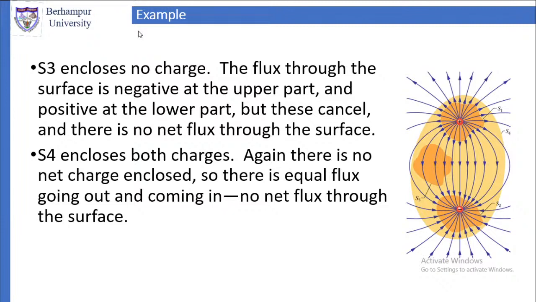Hence the net amount of charge enclosed within S4 is zero, because it encloses the same amount of positive charge and the same amount of negative charge. So net charge is zero. So there is no net charge enclosed. Since there is no net charge enclosed, the flux going out and the flux coming in to the surface S4 will be the same. So there will be no net flux through the surface S4.